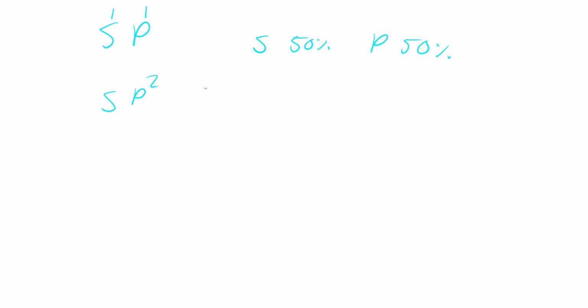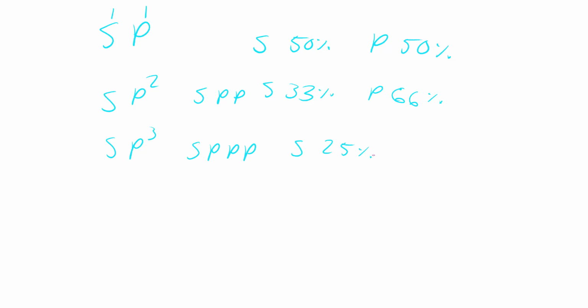For SP2, we now have three things. So it could be S, P, and P. S would be what? 33%. Let's do that. S would be 33%, and P would be the rest, 66%. For SP3, we now have S, P, P, P, right? So we have four things. S would be 25%, and P would be 75%, right?